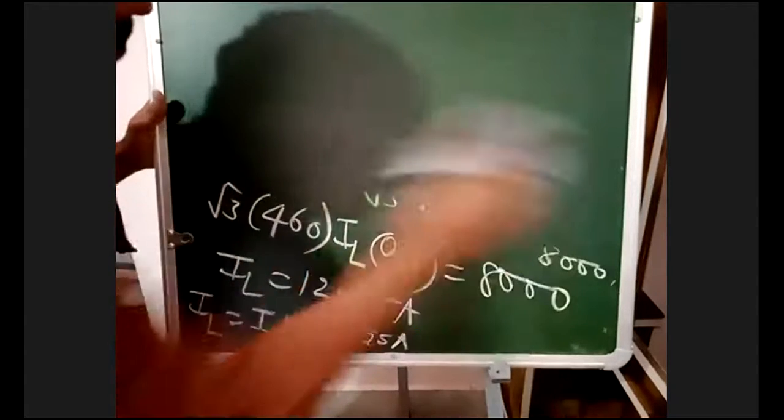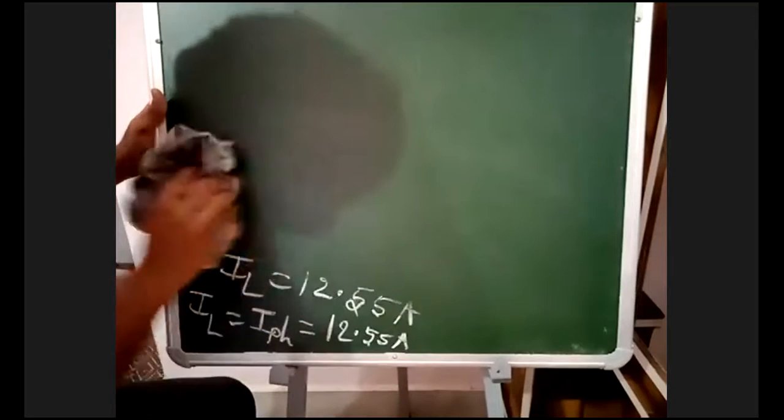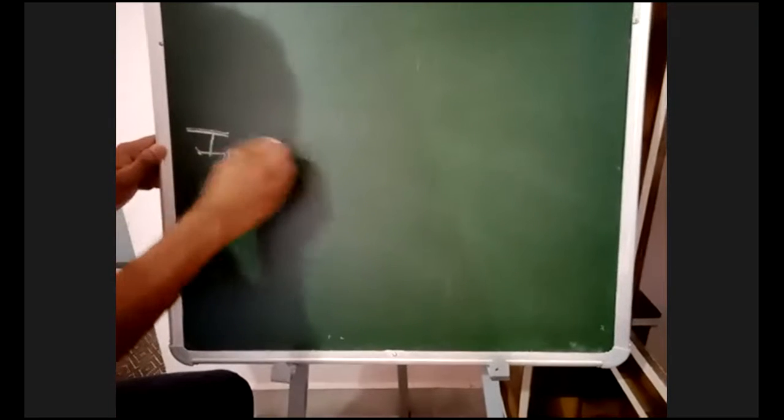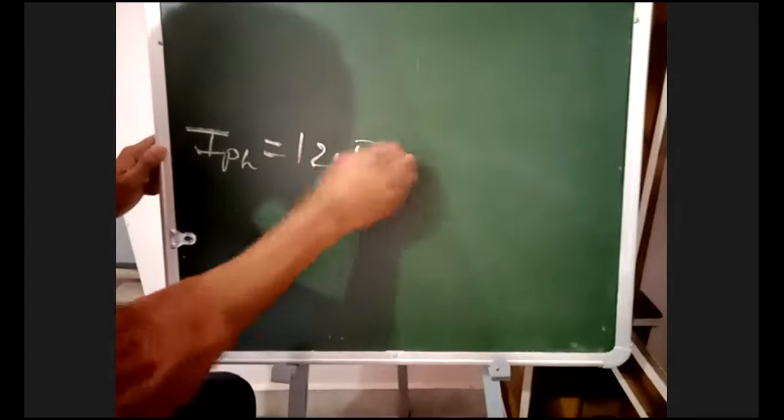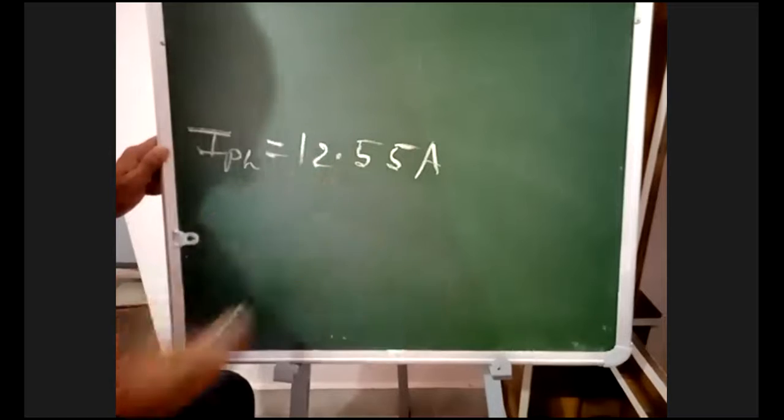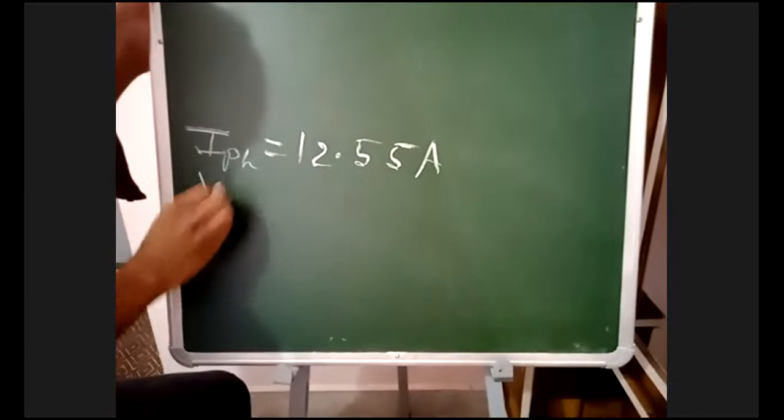Now see here. Your phase current is 12.55 ampere. Now tell me, what is your V phase?